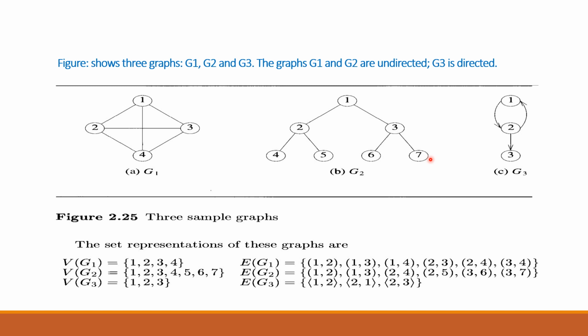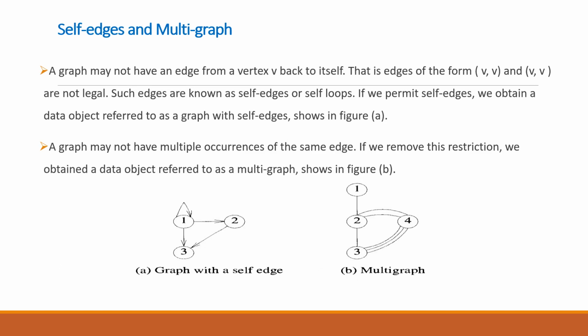Then the last one, G3, is a directed graph. This is an example of a directed graph. Here there are 3 vertices: 1, 2 and 3. The edges are 1 to 2 only, then 2 to 1 only, then 2 to 3 only. We have also given the directions. So that is an example of a directed graph.